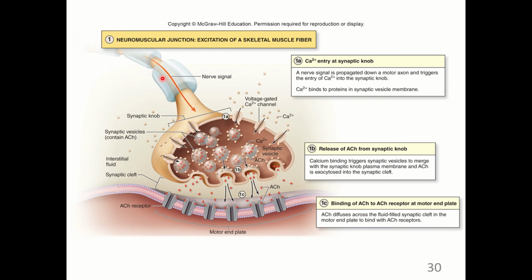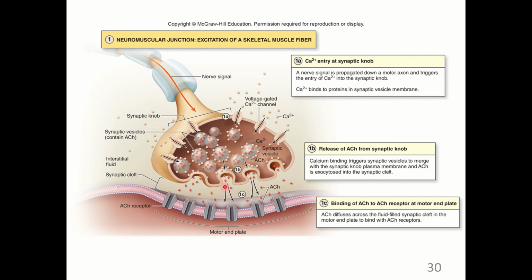Here we see in this illustration the electrical signal approaching and reaching the synaptic knob of the motor neuron. The electrical signal will open voltage-gated calcium channels. Calcium will then enter the synaptic knob and bind to vesicles that contain the neurotransmitter acetylcholine. These vesicles will then fuse to the plasma membrane of the synaptic knob, and acetylcholine will be released via exocytosis into the synaptic cleft.